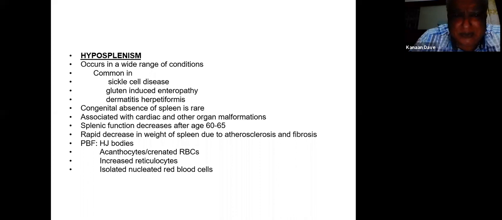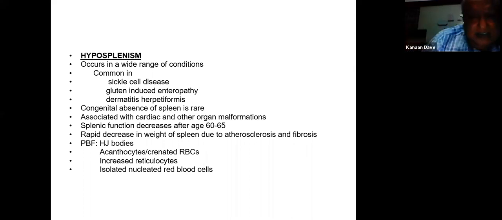Membrane disorders also occur, like acanthocytes and crenated red cells. The reticulocyte count is increased. These are young red cells which are being produced by the bone marrow. So reticulocytes may be increased because the spleen is not removing the remnants of RNA. So when we do a reticulocyte count, it's raised, and we may see isolated nucleated red cells in circulation in hyposplenism.